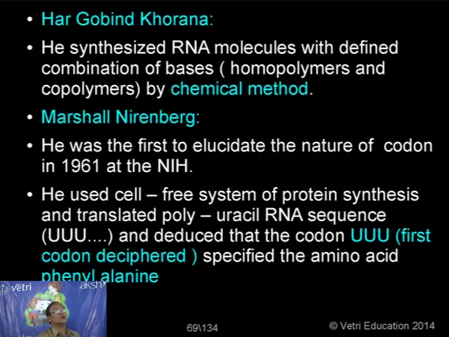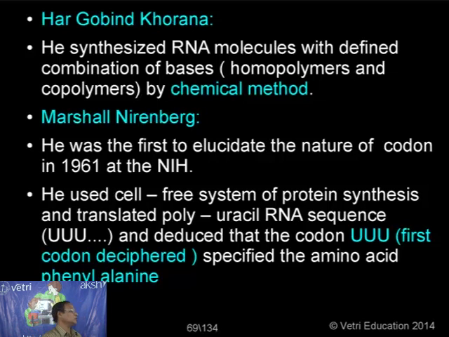Now the second person, Har Gobind Khorana, the most important person for the artificial synthesis of DNA and RNA. He synthesized RNA molecules with well-defined combinations of bases: adenine, guanine, cytosine and uracil, first as homopolymers and then copolymers. Another person did this by an enzymatic method, but here, by a chemical method, he prepared RNA molecules. That is the role of Har Gobind Khorana.